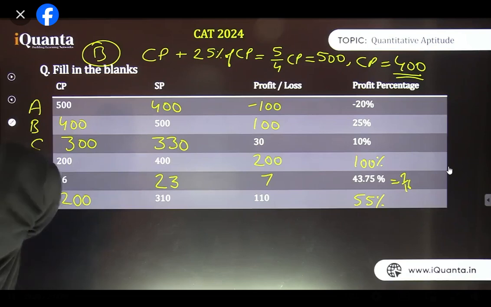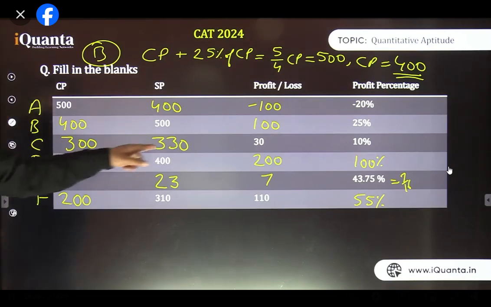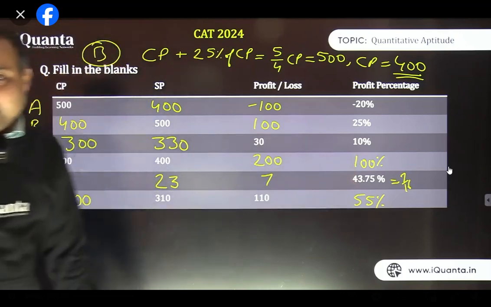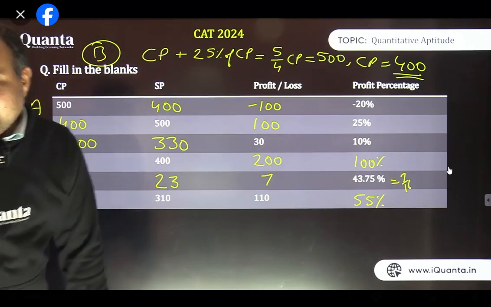Venkat, Nandita, explain in 3, yani option C. C तो simple सा था ना, Nandita. 30 rupees is the profit, and which is 10% of CP. Yes, Aditi, you are right.